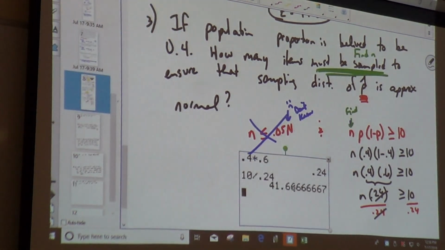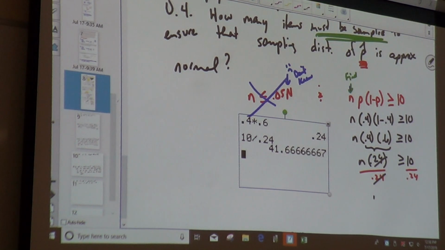So how many pieces of data do I need to have? 42 pieces of data. So because it's a p-hat problem, because it's a proportion problem, both of those things need to happen in order to be approximately normal. If it was just a sampling problem without the proportion, then we would just say, oh, it has to have at least 30.